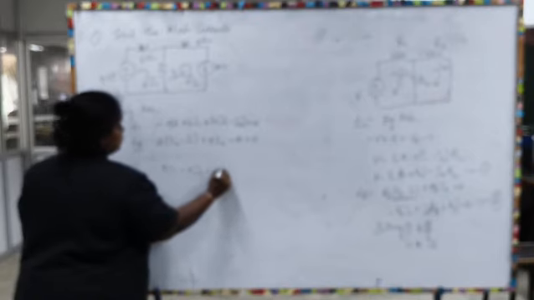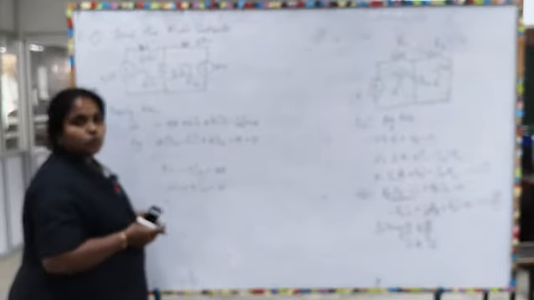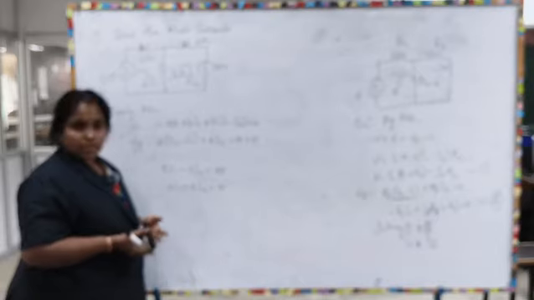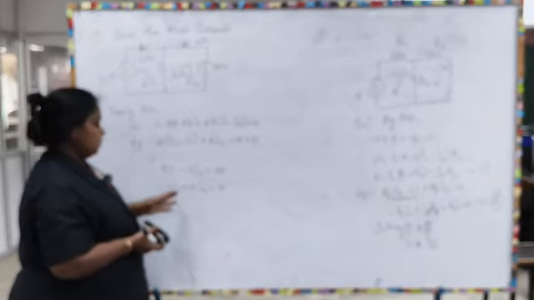Now, we have to simplify both the equations. From which you will be getting 9 into I1 minus 3 into I2 is equal to 42, and here it is minus 3 into I1 plus 7 into I2 equal to 10. Now, we have to solve these two simultaneous equations, by a substitution method, or you can use a calculator also. By finding the solution for this, you will be getting I1 as 6 amps and I2 as 4 amps.